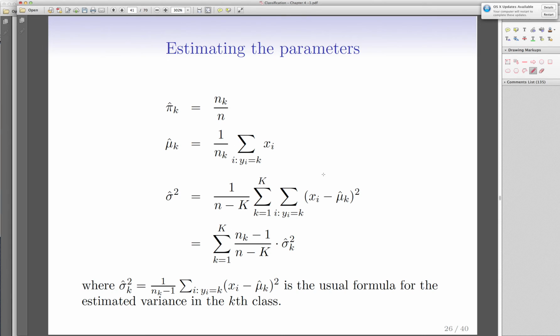So the main assumption in linear discriminant analysis, in LDA, is that sigma squared is the same for all categories.